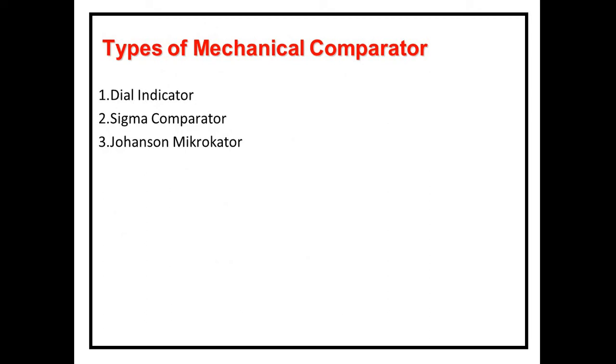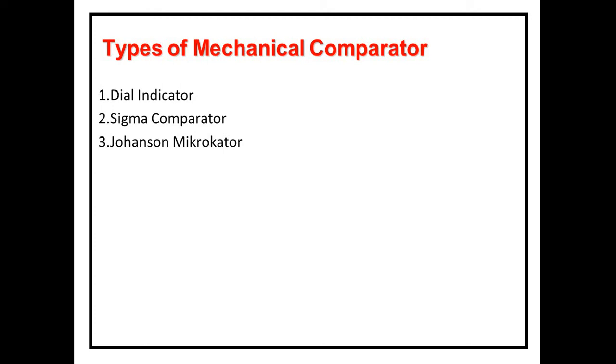Then various types of mechanical comparator: there are three types. One is the dial indicator. The dial indicator is a mechanical comparator. Then there is the Sigma comparator, and there is the Johansson Microcator. This is the third comparator.